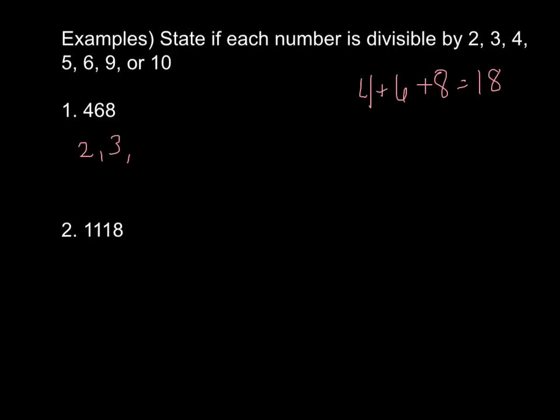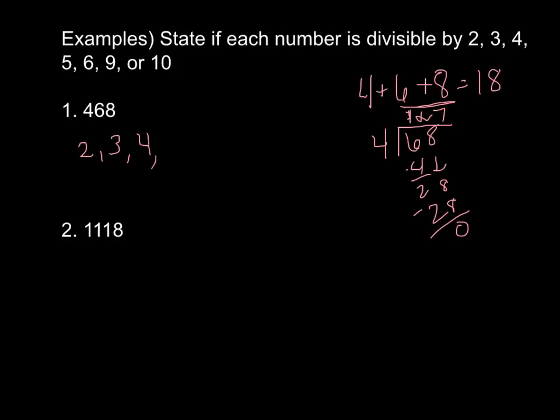The last 2 digits are divisible by 4. Okay, so let's do 68. We take the last 2 digits. They make 68. Is that divisible by 4? Let's try it out. 4 goes into 6 one time, minus 4, left with 2. Bring down my 8. 4 goes into 8 7 times, and that is 28, so I'm left with a 0. So 68 is divisible by 4, so that means our number is also divisible by 4.